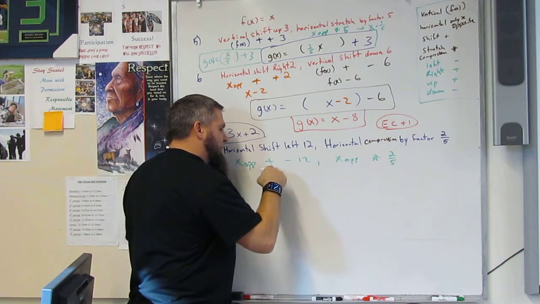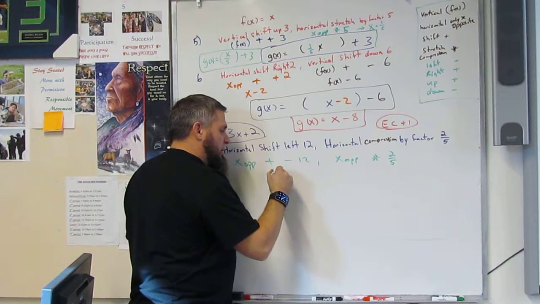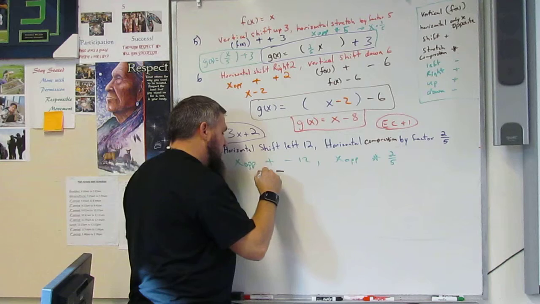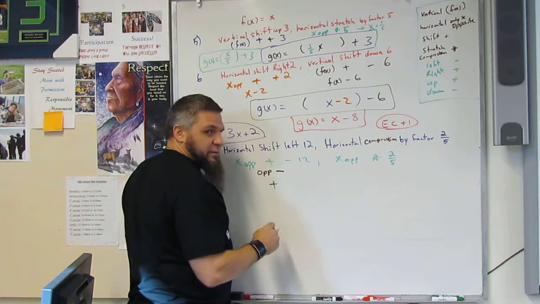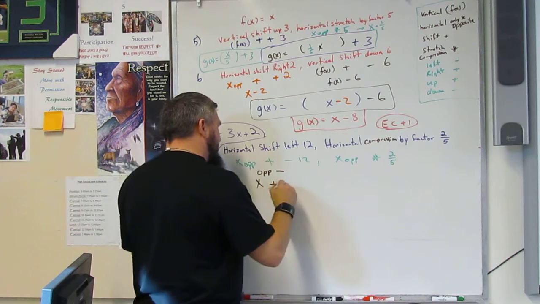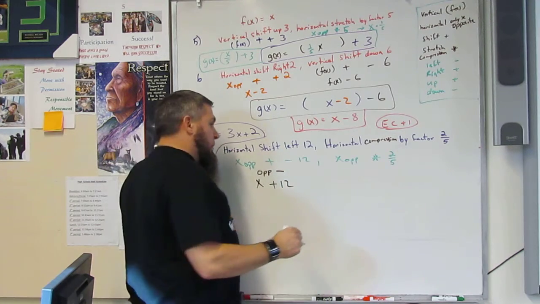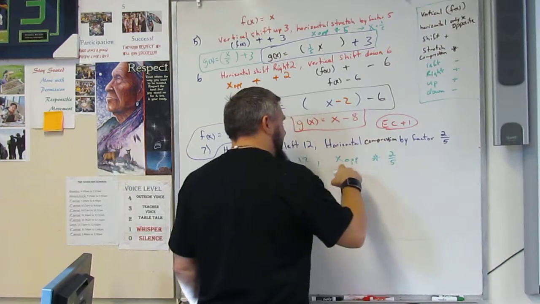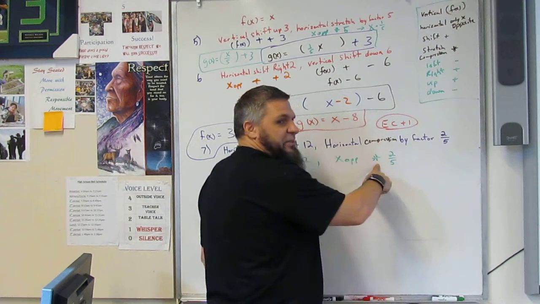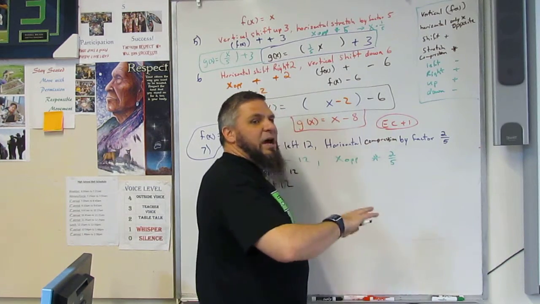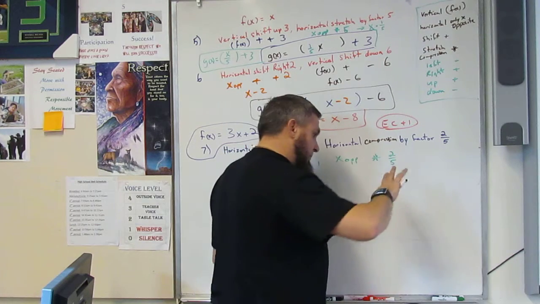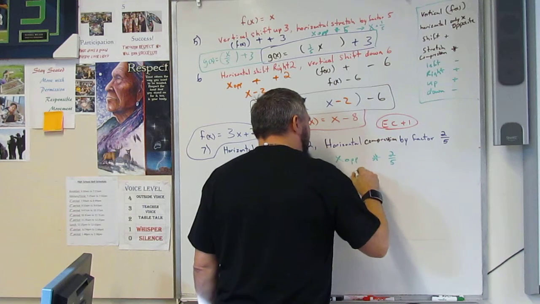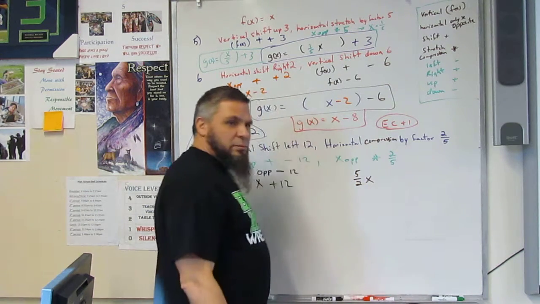Opposite of, well, first plus minus is a minus, right? And what's opposite of minus? Opposite of minus is plus, right? So now we have x plus 12. And then here, I have opposite of times is divide. When you divide by a fraction, you multiply by the reciprocal. So flip and multiply by the reciprocal. So we have 5 over 2 x.